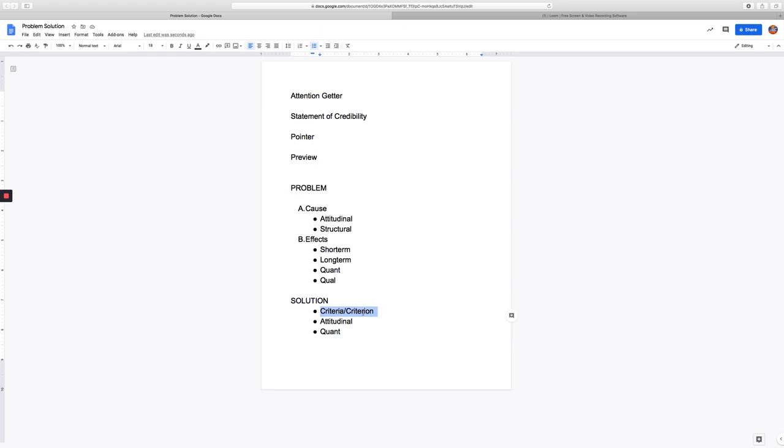Which one of these do you think is singular and which one is plural? That's right. Criterion is singular. So you may say, the criterion that we should use when we look at a gun control policy is BLAM, or the criteria, which would be multiple, and you would say BLAM, BLAM, and BLAM. So that's just a quick lecture on problem solution.